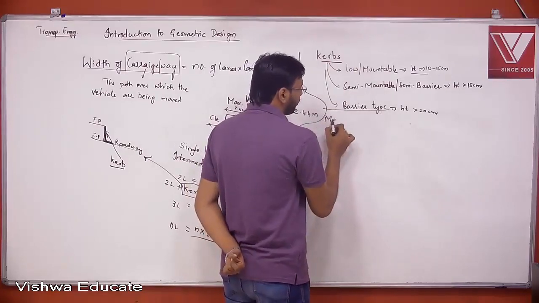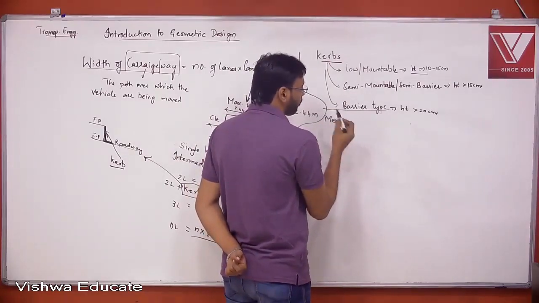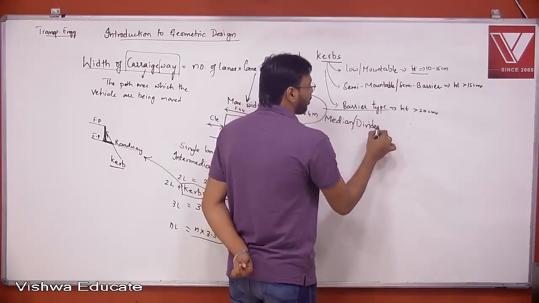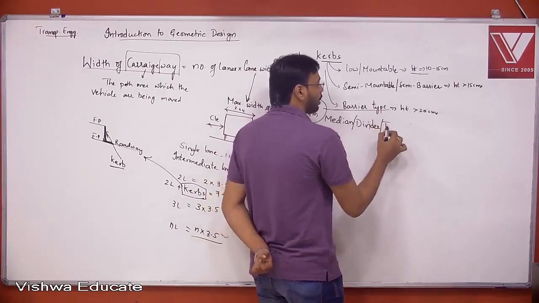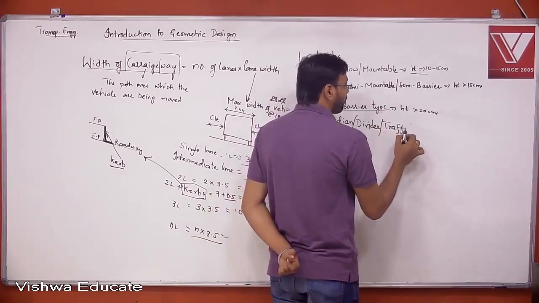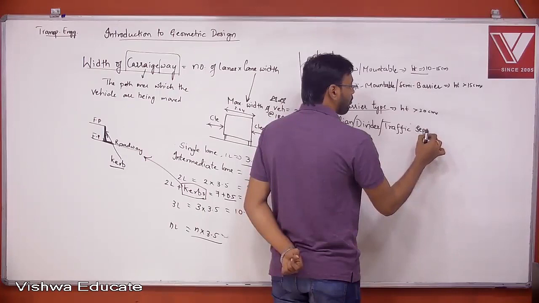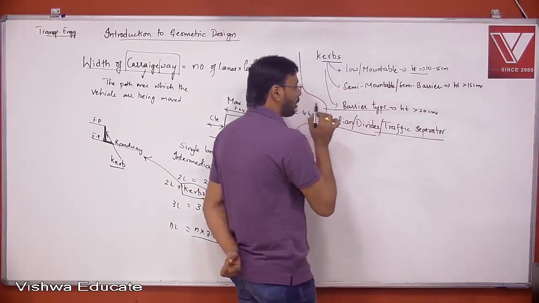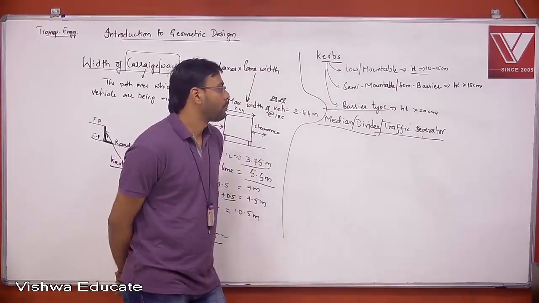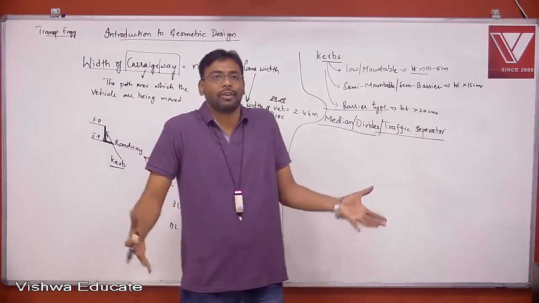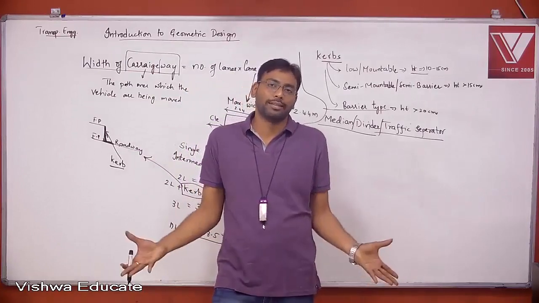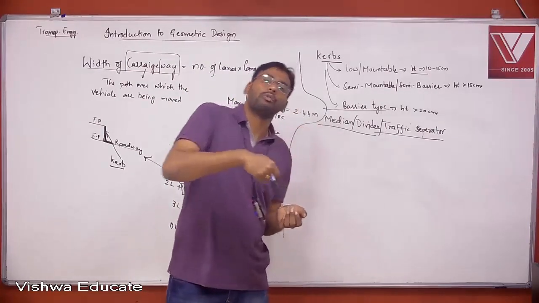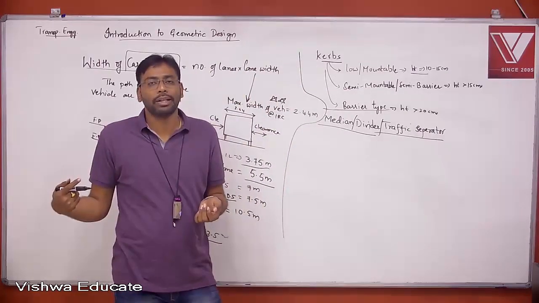Now, median. It is also called a divider. It is also called a traffic separator. Now, what is the purpose of a median? It divides the traffic. Why should you divide the traffic? To eliminate accidents. What type of accident? Will it reduce or will it eliminate it completely?